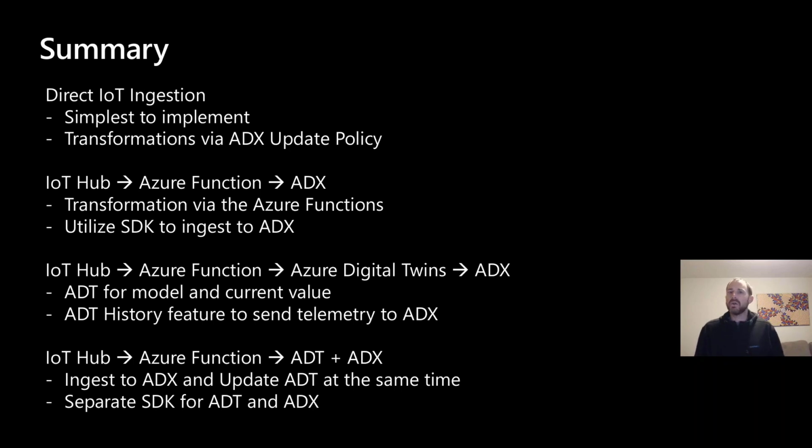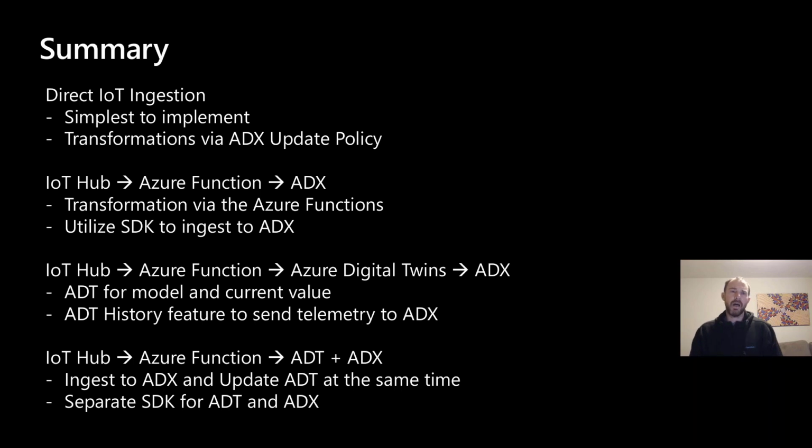The next one we introduced digital twins. The last two that we've got on here is digital twins. The first option that we have here is use the Azure Function to update Azure Digital Twins, including the telemetry data for the latest value, and then use the history capabilities of digital twins to write that to a table within ADX. And then the last option is to, within the function, instead of just writing to digital twins, use the SDK for ADT to write it to digital twins. And then at the same time, use the ADX SDK to write to the telemetry table within ADX. So those are 4 really common ingestion patterns.